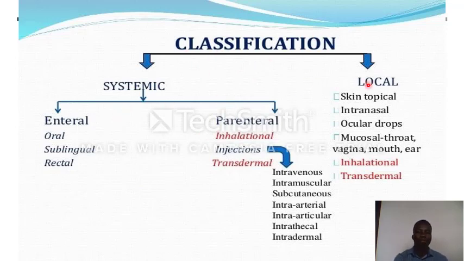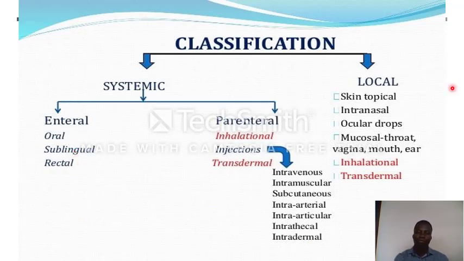For the systemic, it means that the drug is administered for the purpose of reaching the systemic circulation. Some pass through the gastrointestinal tract and we call them enteral, and others do not pass through the gastrointestinal tract, and we call them parenteral. Under the parenteral, we have inhalation, injection, and transdermal. Under the injection, we have intravenous, intramuscular, subcutaneous, intraarterial, intraarticular, intrathecal, and intradermal. Then under the enteral, we have oral, sublingual, and rectal.